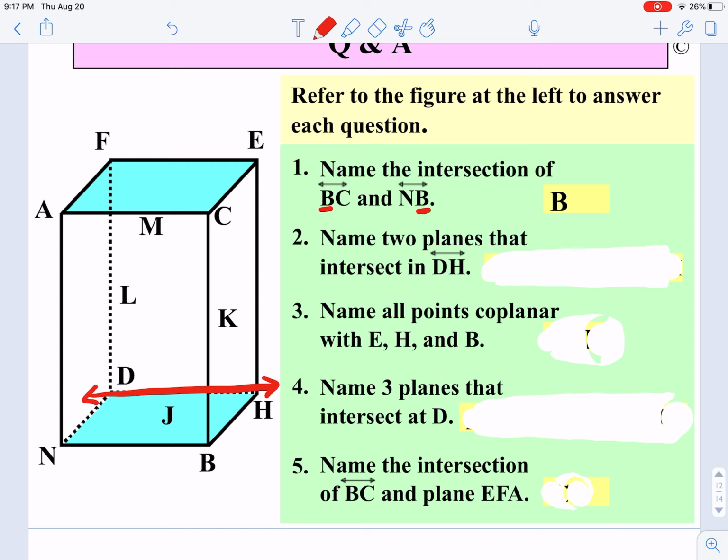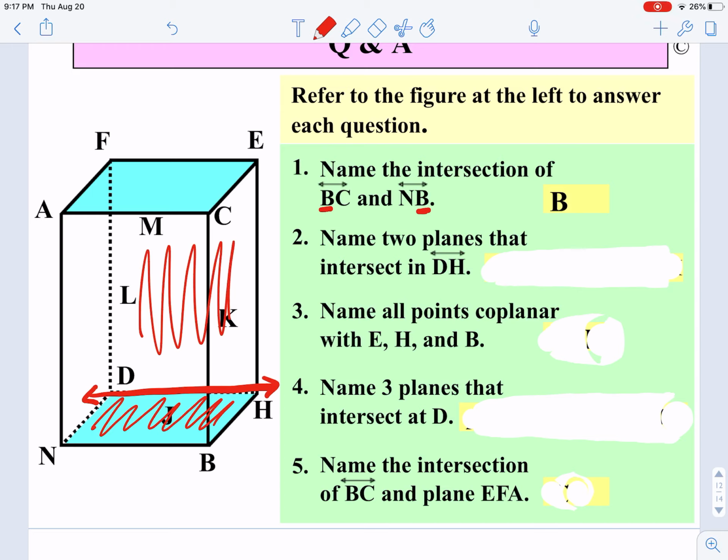Now, those lines, you can connect. You can say this bottom plane down here. I have to name any 2. So I can name the bottom one, and I would name the back one. The bottom one, again, any 3 points. You can say D, H, B. That bottom one could be D, N, B, B, N, H. It can be any of those.